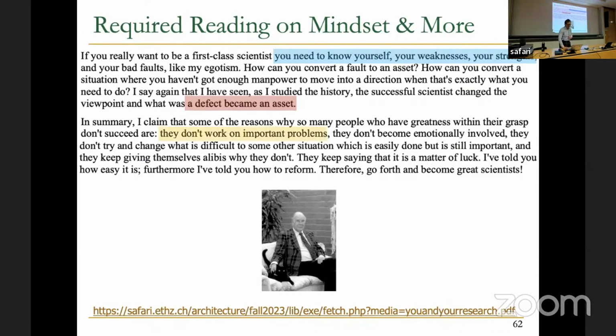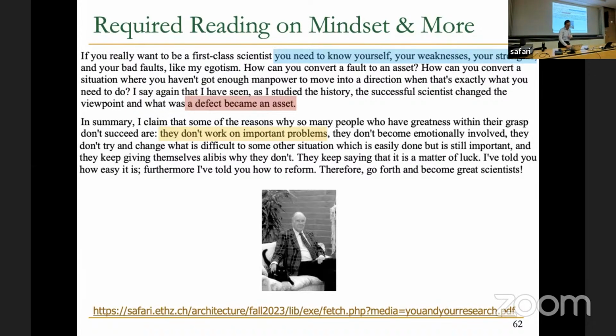So anyway, he goes on and says that I claim that some of the reasons why so many people who have greatness within their grasp don't succeed are they don't work on important problems. I think this is important. If you're really tweaking some non-important thing, maybe you're wasting your talent, right?